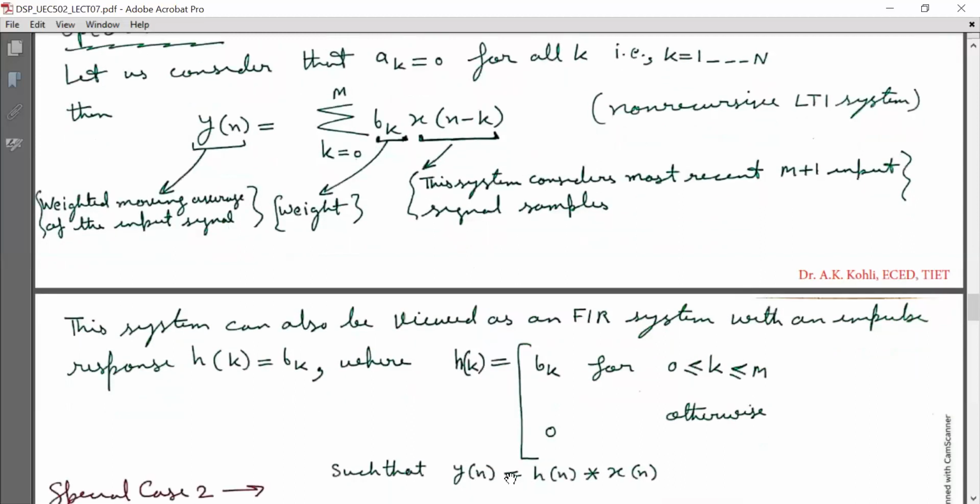The output yn is simply represented as hn convolved with xn, that is linearly convolved with xn. So it is how we implement FIR system or FIR filter.